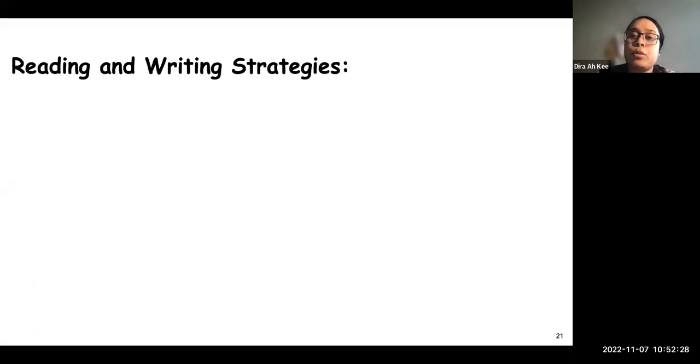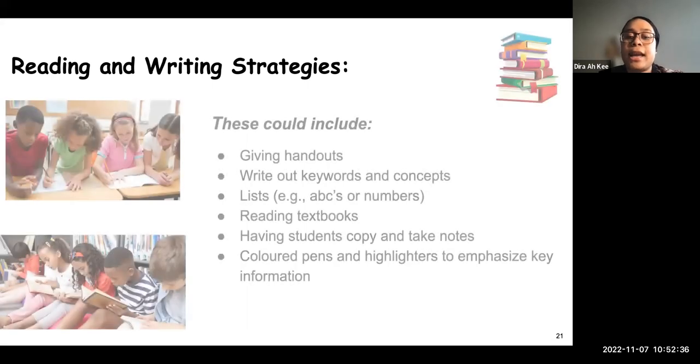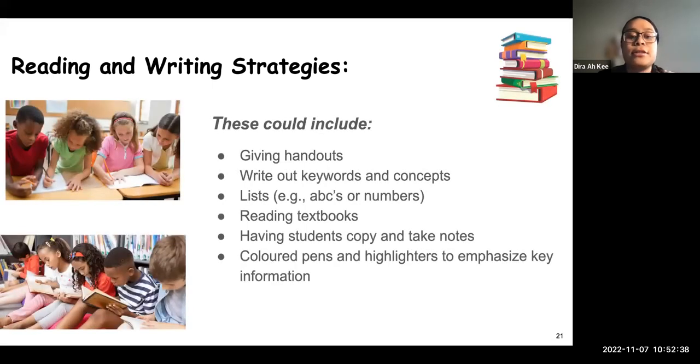These students prefer words and text as an information obtaining method. So some strategies to support their learning could include providing handouts. This allows students to follow information easily compared to just verbal instructions, using keywords and concepts so that it is easier for students to identify the key messages. You could even use lists. So for example, using ABCs or numbers such as 1 to 3 and categories.